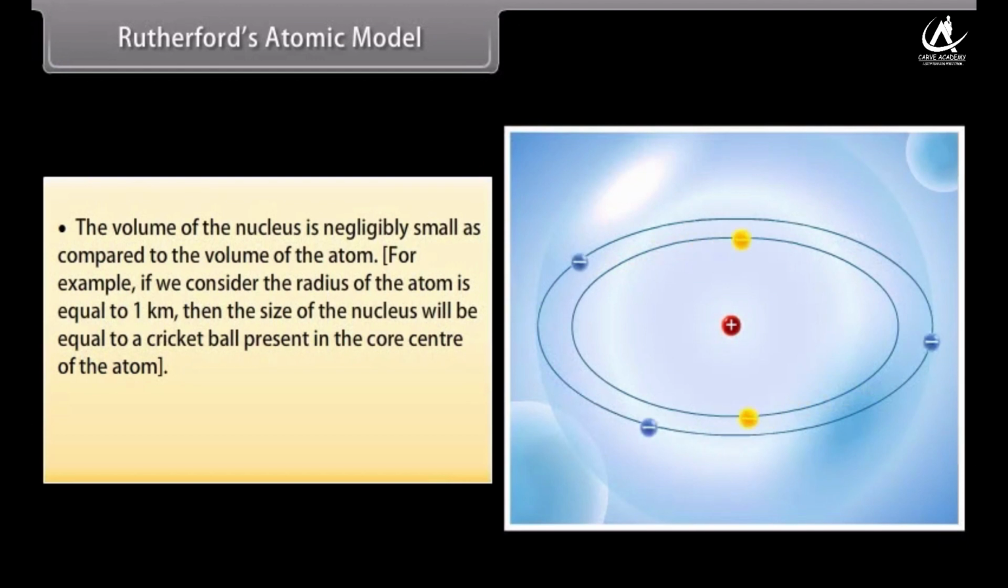The volume of the nucleus is negligibly small as compared to the volume of the atom. For example, if we consider the radius of the atom is equal to 1 kilometer, then the size of the nucleus will be equal to a cricket ball present in the core center of the atom. Hence, most of the space in the atom is empty.